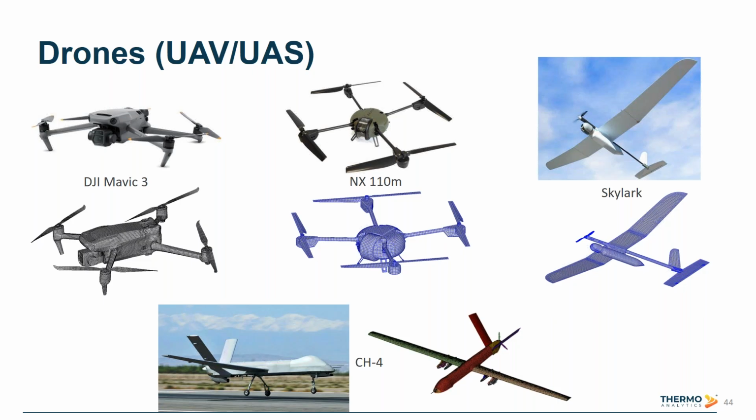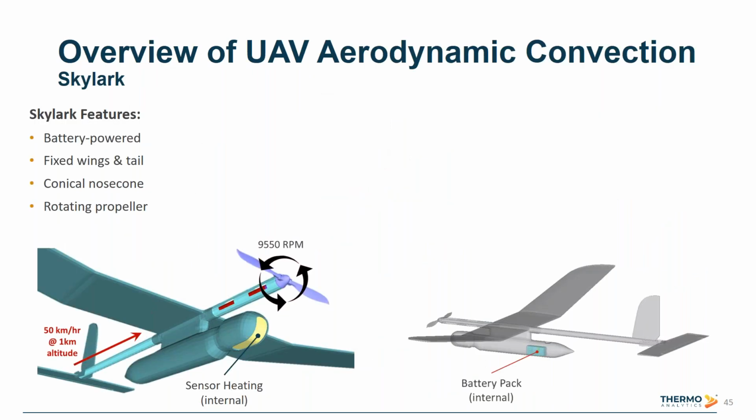Here, we're showing a larger UAV with the CH-4, which has an internal combustion engine, a battery-powered Skylark model, and two more commercially sized quadcopters, the Mavic 3 and the NX-110, which are also battery-operated. So let's first review the Skylark drone.